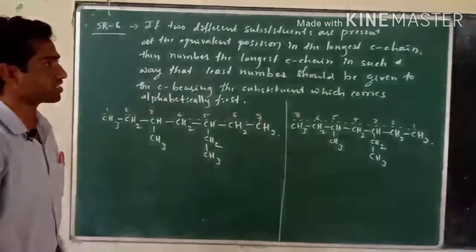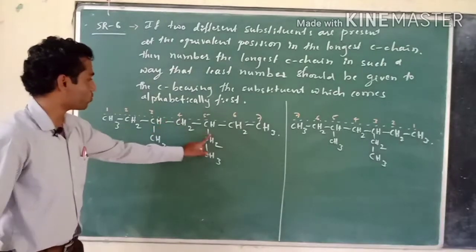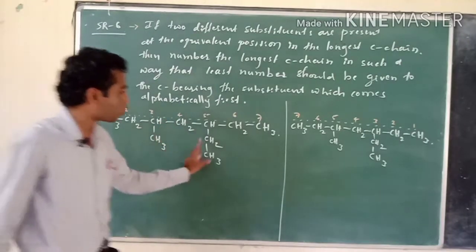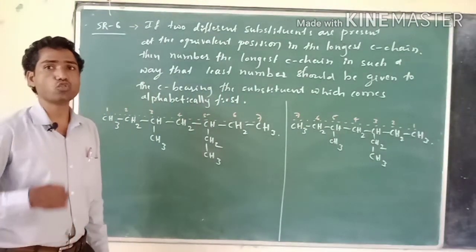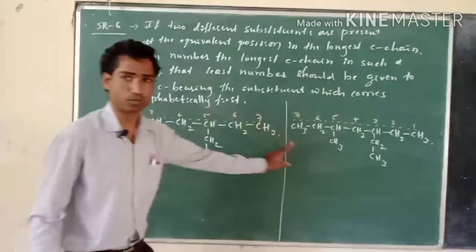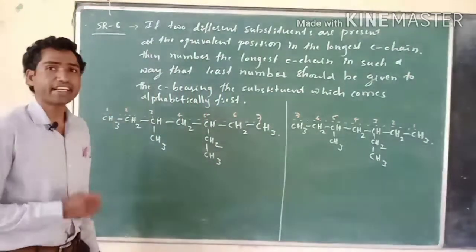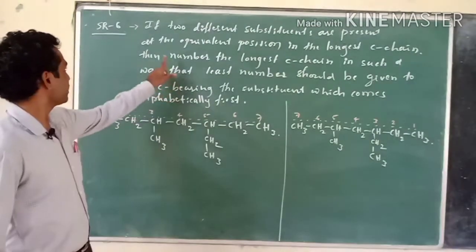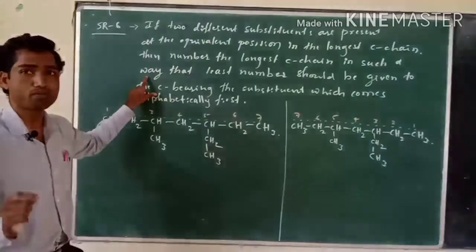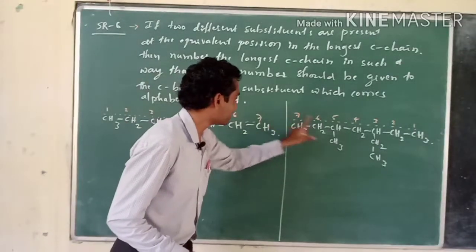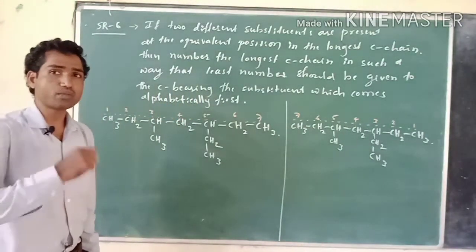So this is what the sub rule is. What it says: if two different substituents are present at the equivalent position, then what problem do we encounter? There are two ways of numbering this longest carbon chain. This is one way, this is another way. So out of these two, which one is the correct way? For that, number the longest carbon chain in such a way that the least number is given to the carbon bearing the substituent which comes alphabetically first.